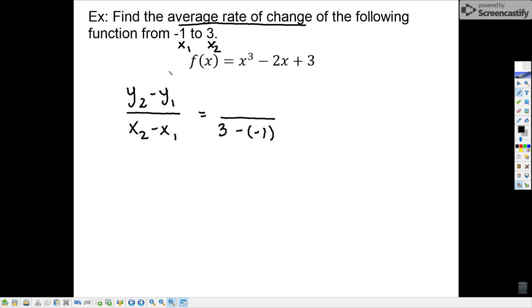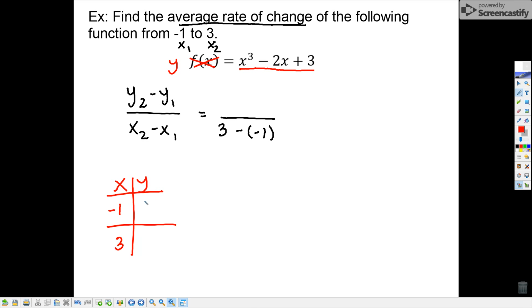So the question is, how do we then find our y2 and y1? Well, that's what this function here is for. f of x is the same thing as y equals. So to find y2, you simply need to plug in x2. So I'm going to go ahead and make a table to do that. So I'm going to plug in -1 for my x1 and 3 for my x2.